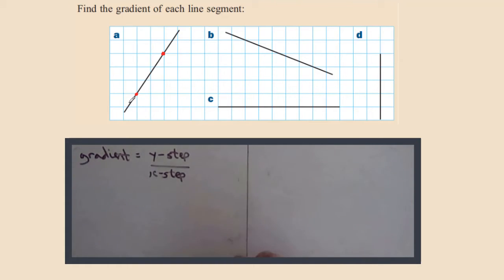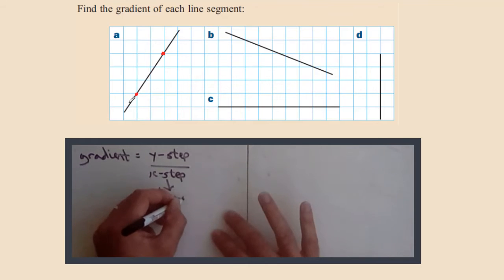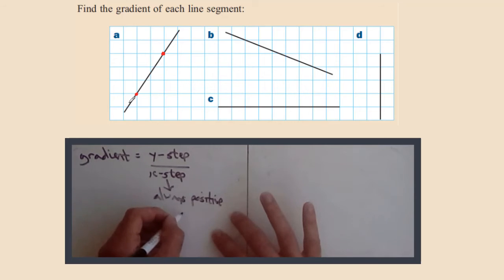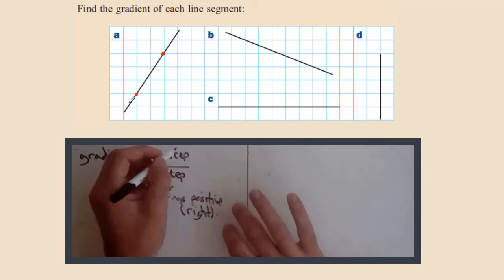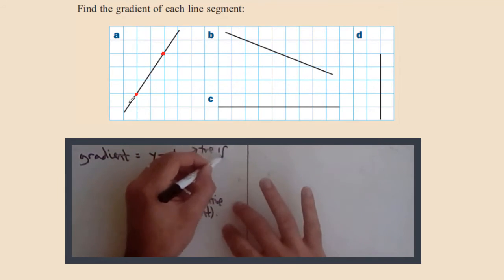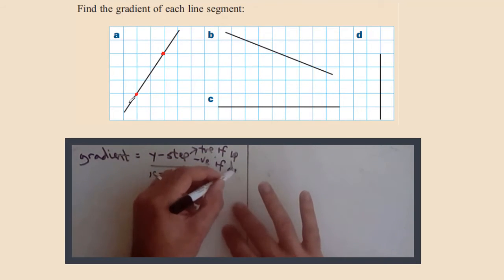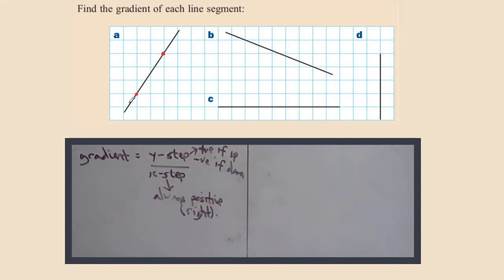I want you to think of the x step as being always positive. When I say positive, I mean to the right. So I want you to always go to the right with your x step, but for the y step, it's positive if you're going up, and it's negative if you're going down. So that says plus sign VE, just in case you can't read that.